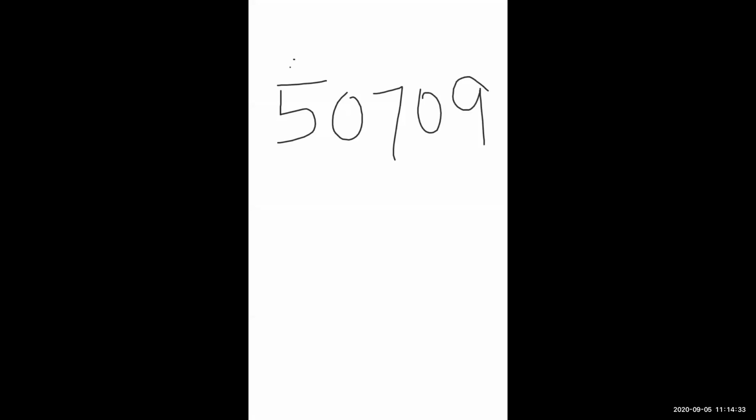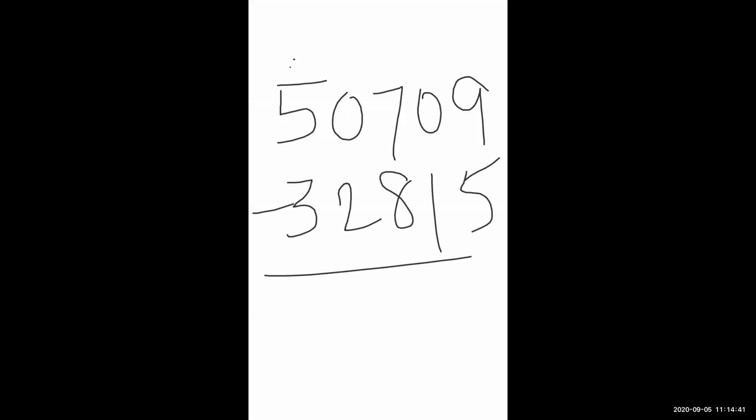50,709 minus 32,815. Okay. Now, give me the answer: 9 minus 5, sorry, give me the answer in the chat box. 9 minus 5, your answer is 4. 0 minus 1 is not possible because 0 is a small number and 1 is a bigger number. So you want to write 0 over here. Good. You want to take 1.